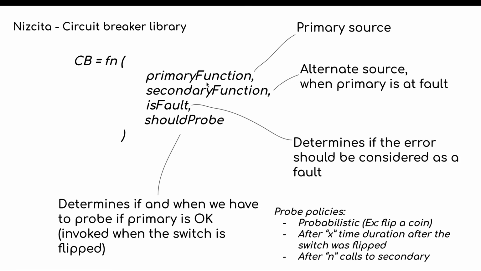This function is to determine if the error should be considered as a fault. So what happens when the circuit breaker library Nisita is running is, whenever it encounters an error, it will call this function, pass the error to it, and ask the function, should I consider this error as a fault?